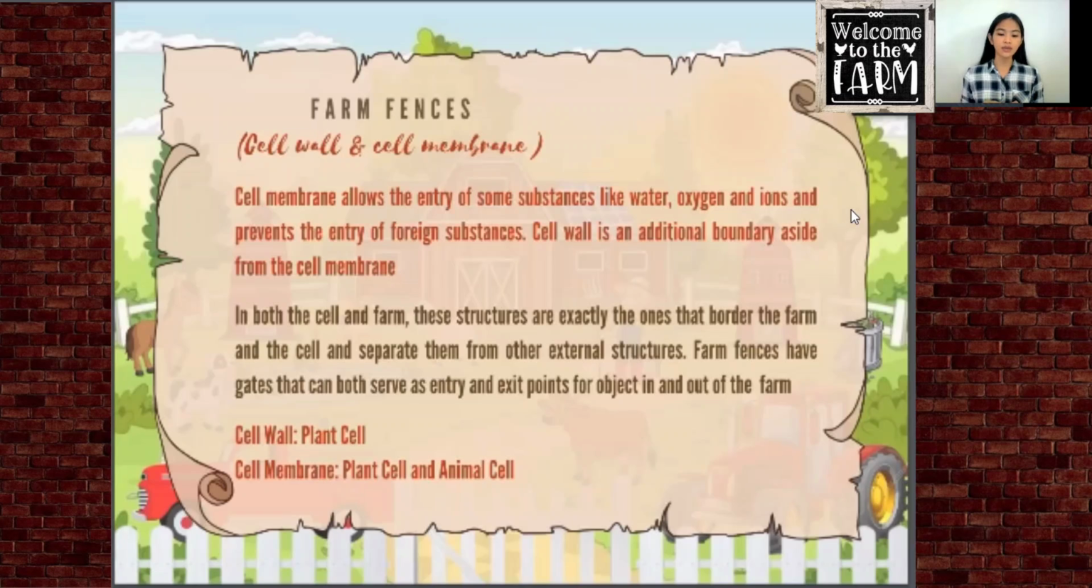Lastly, aside from the fact that these structures safeguard and protect their own communities, they also have the unique ability to not let anyone or anything pass through in and out of the cell and the farm. The cell wall can be seen only in plant cells, while the cell membrane can be seen in plant cell and animal cells. So that's the 11 organelles. So that's the end.